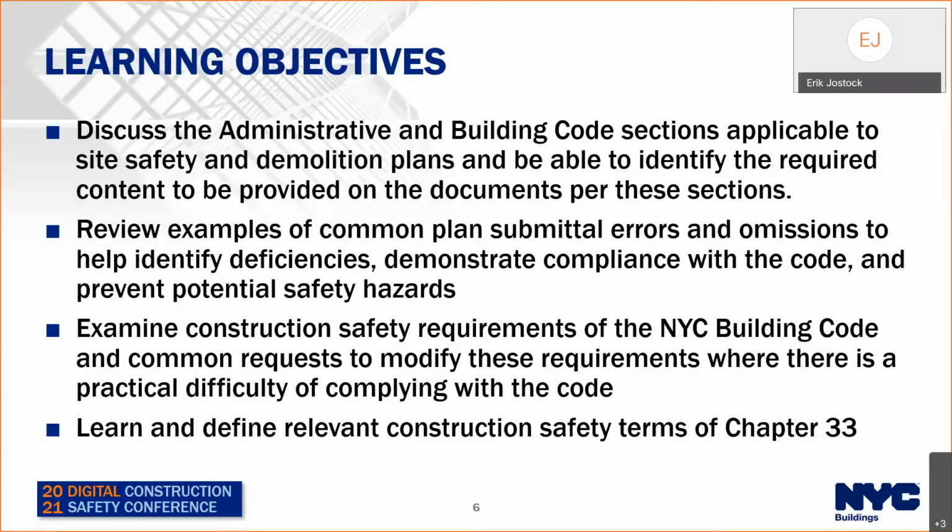Learning objectives. We'll discuss administrative and building code sections applicable to site safety and demolition plans, and be able to identify the required content to be provided on the documents per these sections. We'll review examples of common plan submittal errors and omissions to help identify deficiencies, demonstrate compliance with the code, and prevent potential safety hazards. We'll examine construction safety requirements of the New York City Building Code, common requests to modify these requirements where there is a practical difficulty of complying with the code, and we'll learn and define relevant construction safety terms of Chapter 33.